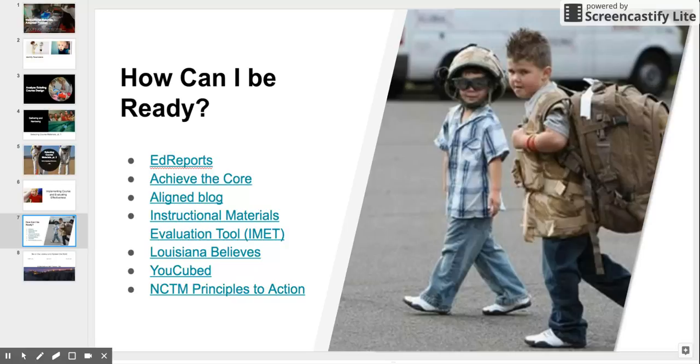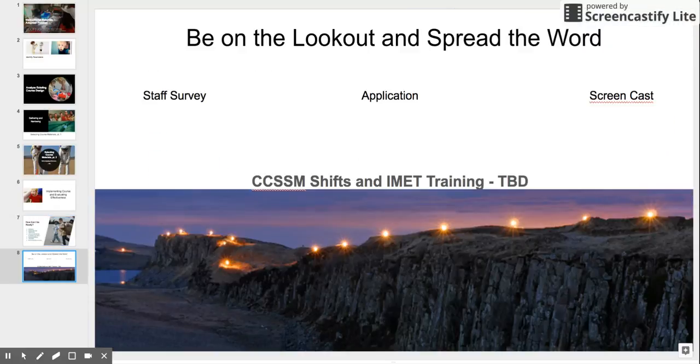And then if you're looking to do some summer reading, NCTM's Principles to Actions is a tremendous treatise on world-class mathematics, and it's really good. Trust me. Poolside reading. So be on the lookout for these things. Be on the lookout for the staff survey. Be on the lookout for the application. The staff survey and the application, they're 2 different things.